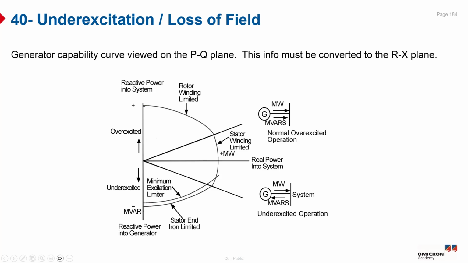As you can see from the PQ plane, here is the reactive power into the system. Here is the overexcited region, and here is the underexcited region with the reactive power into the generator. You can see here the stator iron limits, and the stator winding limit with the rotor winding limit. In the first quadrant, the generator supplies megawatts and megavars into the system, which is called normal overexcited operation. In the fourth quadrant, the generator supplies megawatts into the system, and the system supplies the megavars into the generator, which is called underexcited operation. And here is the MEL, which is called the minimum excitation limiter.